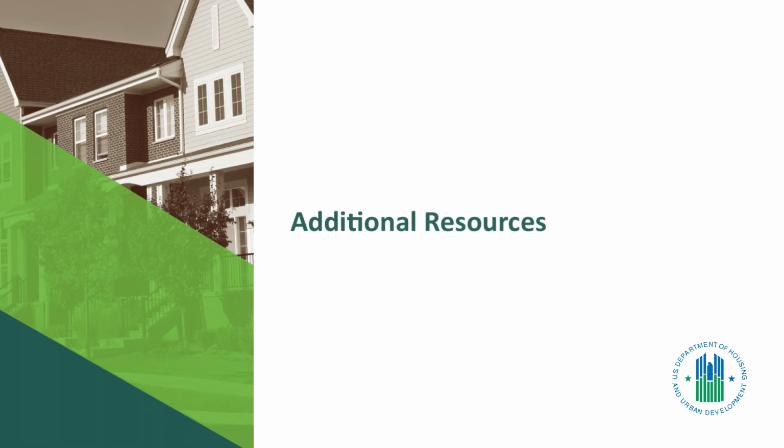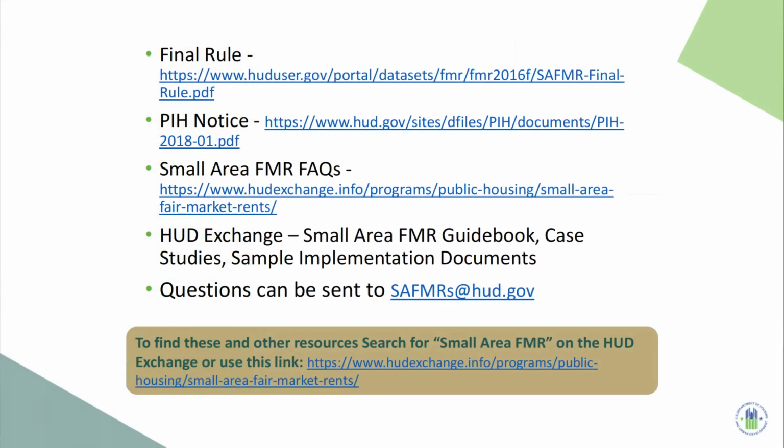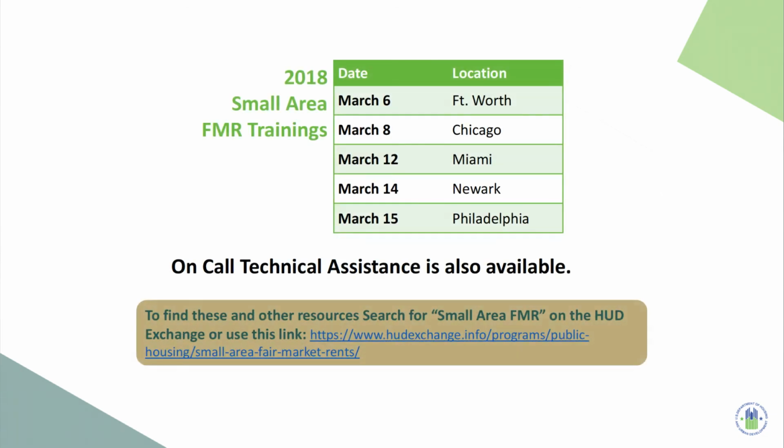HUD is making available a number of resources to assist PHAs with implementation of small area FMRs, including the final rule and PIH notice, a small area FMR guidebook, case studies, and sample implementation documents, small area FMR FAQs, a dedicated small area FMR email address, 5 in-person regional trainings, on-call technical assistance, and you can learn more about these resources by searching for small area FMRs on the HUD Exchange.